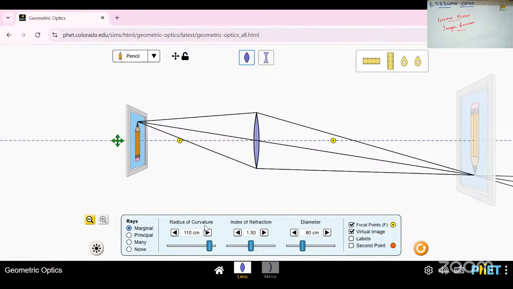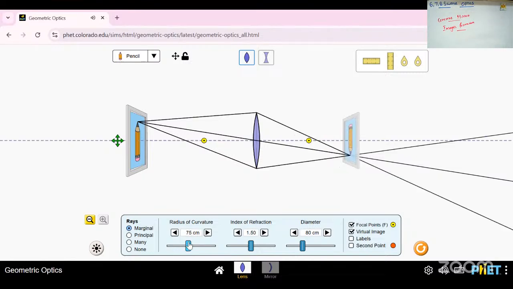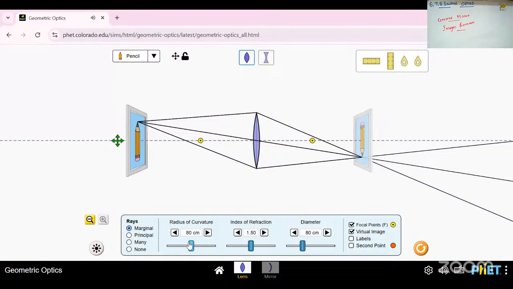And now I'm going to decrease the point. Yes, the position of the image is near to the lens. So concave and then convex, the image is near to the convex lens. This is when we decrease the radius of curvature. So the normal point is 80 centimeter. So the image is very clear. So this is the right position.